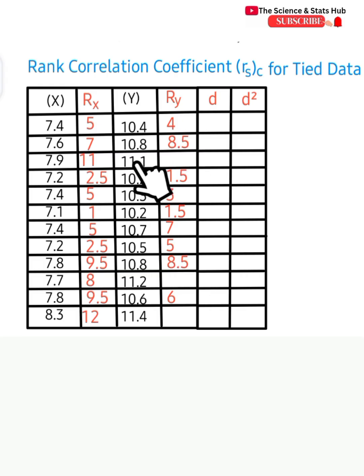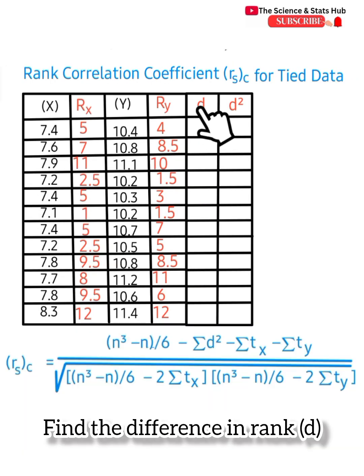11.1 takes the rank value of 10. 11.2 takes the rank value of 11. Lastly, 11.4 takes the rank value of 12. Now let's find the difference in rank.